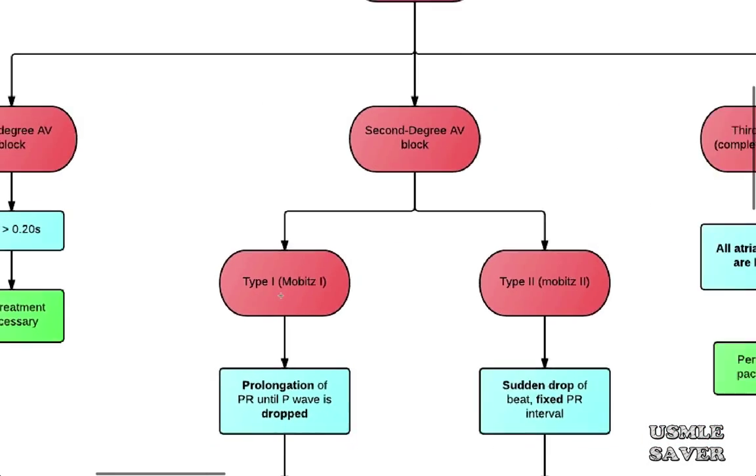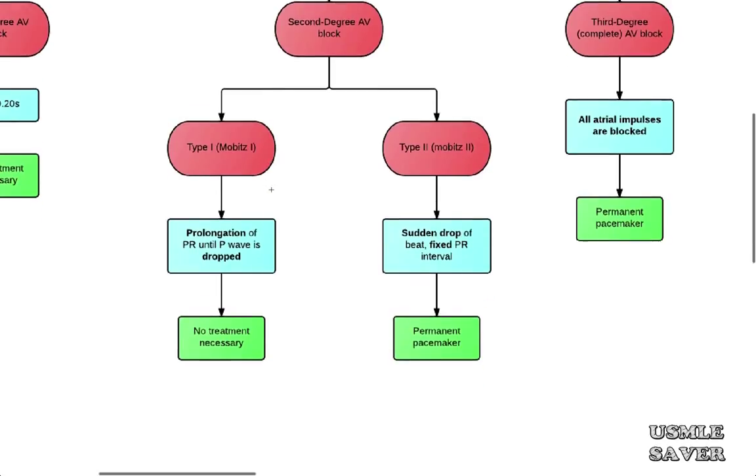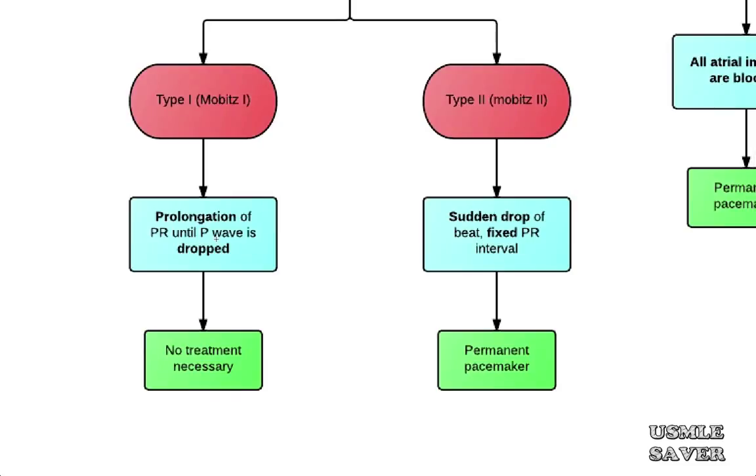Second degree block divides into 2 types, type 1 and type 2. What is the main difference between these two? EKG findings and management. Type 1 has prolonged PR until P wave is dropped. In type 2, PR interval is fixed and there is a sudden drop of beat without any PR prolongation. Again, you might have a question on your exam from second degree heart blocks, so make sure you know the EKG differences because there's a good chance they will show you an EKG and ask you a question about that. Sample questions could be something like, what is the diagnosis? Or what is the next step in management for this patient?